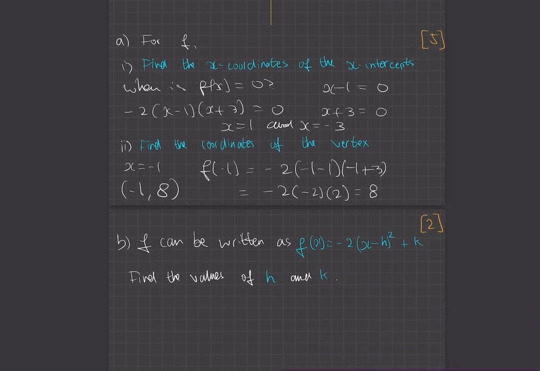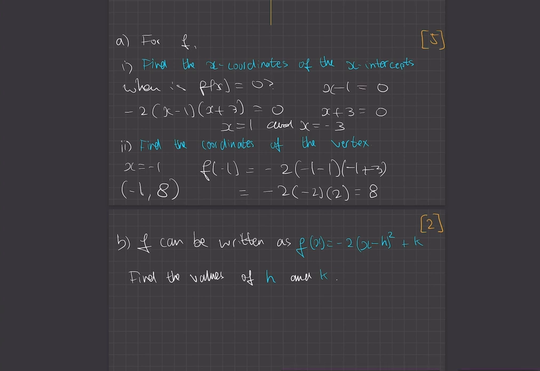f can be written as this: minus 2 times x minus h squared plus k. Find the values of h and k. Okay. So we know that this is in the vertex form, right? So that means that h should be the x-coordinate of the vertex. And k should also be the y-coordinate, I believe. It's a bit unusual because they've got this minus 2 here.